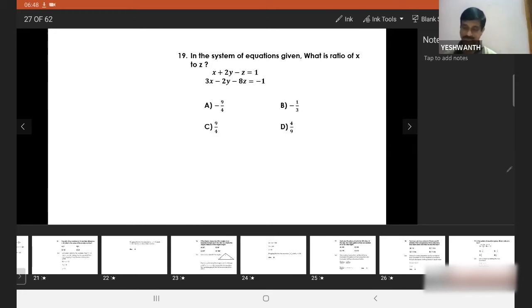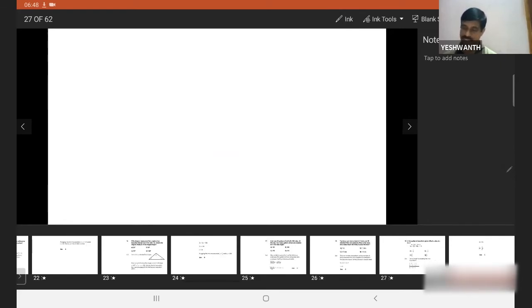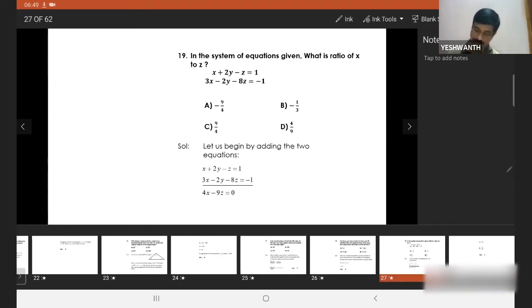So look at this, very, very direct question. If you simply add them, y and the constants get cancelled. So y and x get cancelled. You are getting 4x minus 9z is 0. So you'll be getting 4x equal to 9z. 4x minus 9z equal to 0. 4x equal to 9z. So x by z equal to 9 by 4.